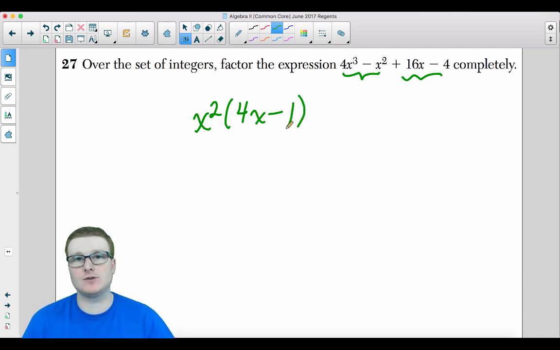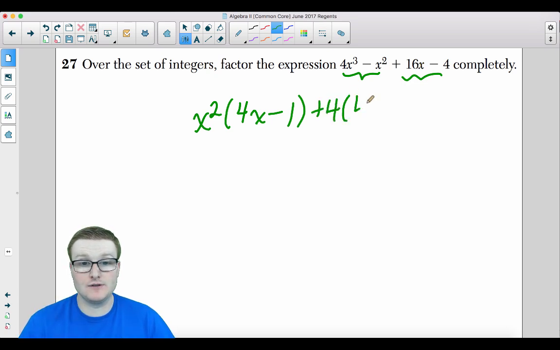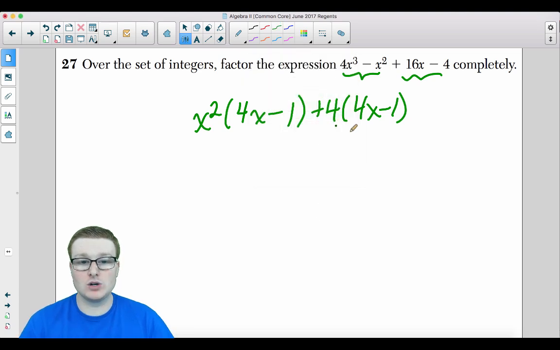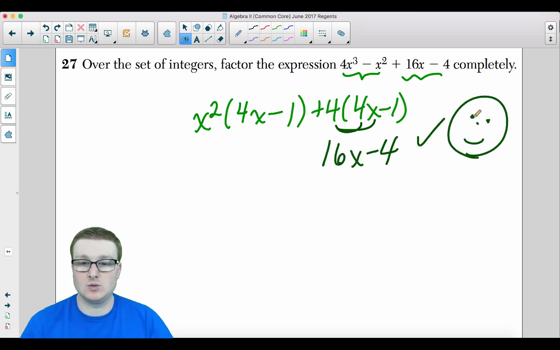Be so very careful with that minus 1. Over here, the greatest common factor is 4. Plus 4, you're left with 4x minus 1. I always like to double check. If you take that positive 4 and you redistribute, do you get 16x minus 4 back? And yes, you do. So we know that we did it correct. Happy, happy.